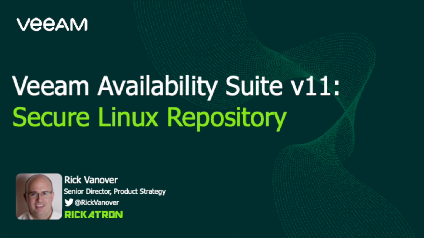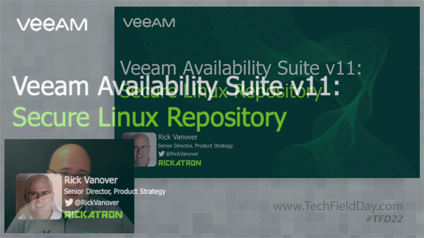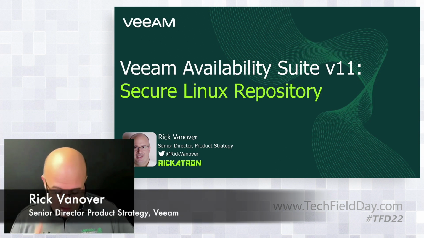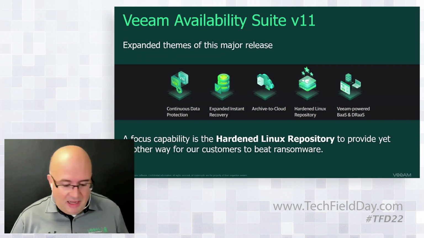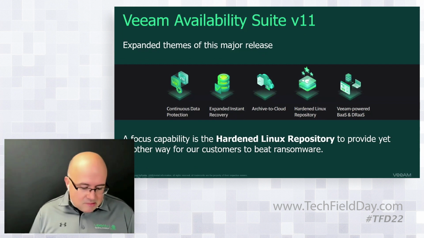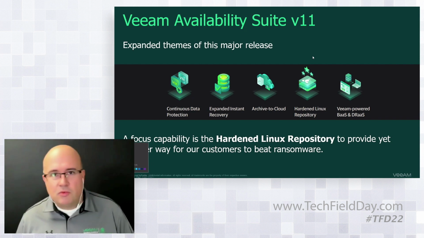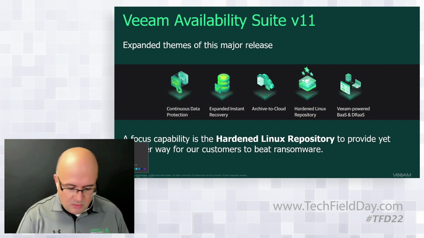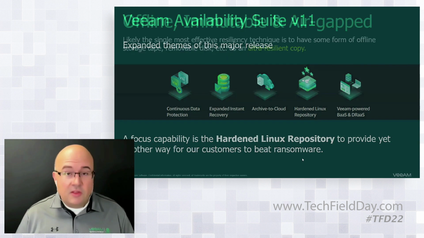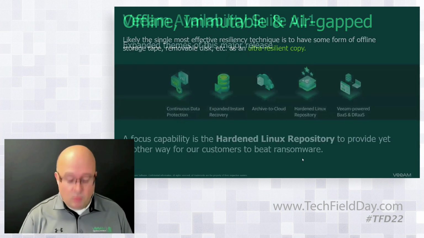So let me kind of preface this: my side hustle here at Veeam is to build ransomware resiliency awareness. And this is a technology that's really going to help. So I mentioned that there are three top line capabilities, but there's always more, right? And we have this hardened or secure Linux repository. I think secure Linux is going to be the name that sticks. This is a technique that's going to help you beat ransomware.